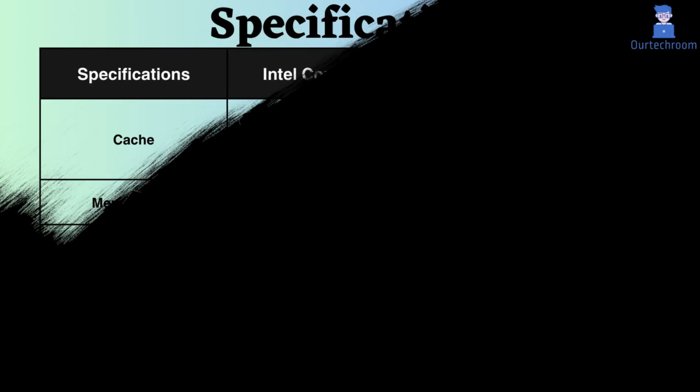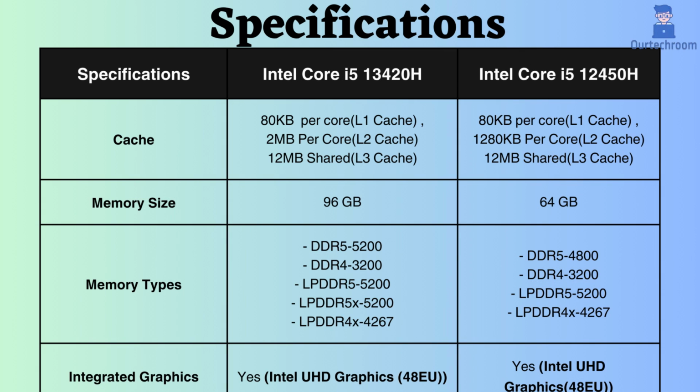Regarding cache size, the Core i5-13420H notably possesses a larger L2 cache size. A larger cache size aids in faster data access and reduced latency. Moreover, memory support for the Core i5-13420H extends to 96 GB, whereas the Core i5-12450H supports up to 64 GB.